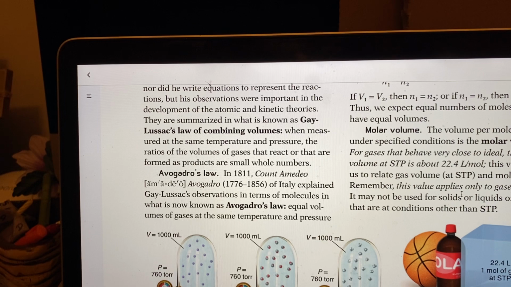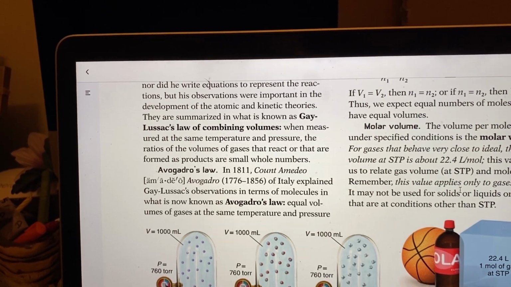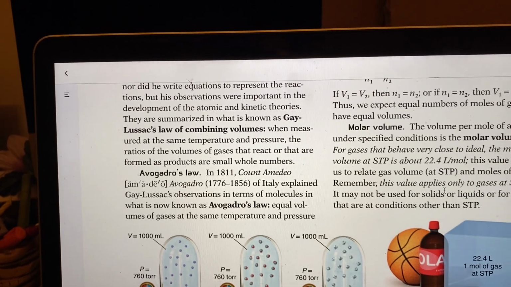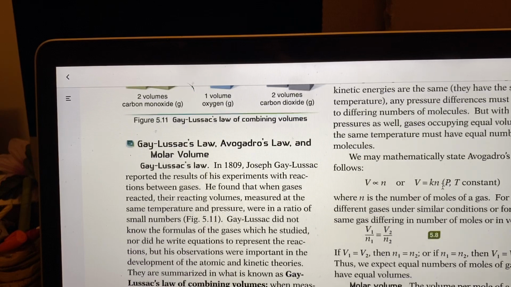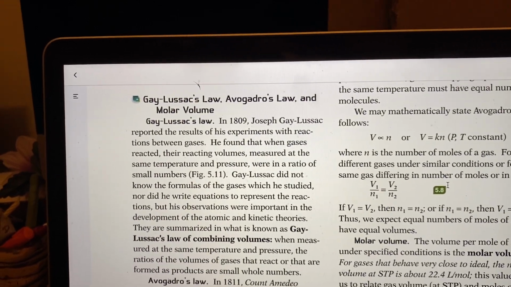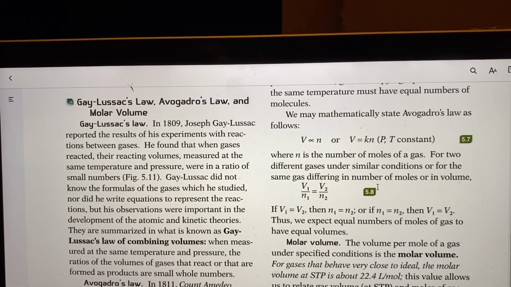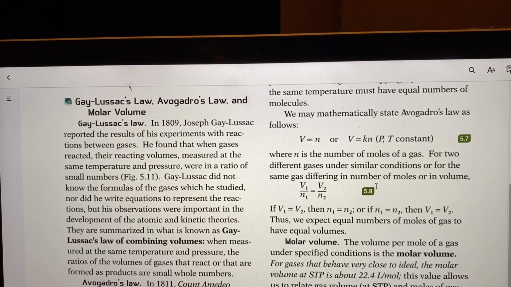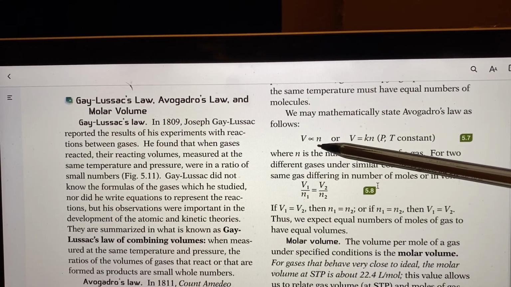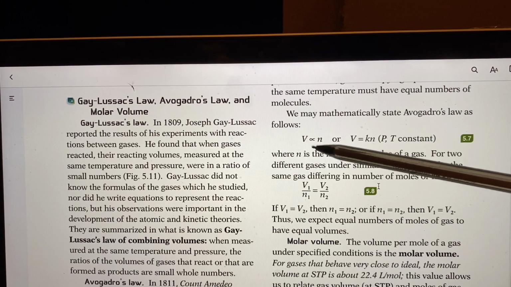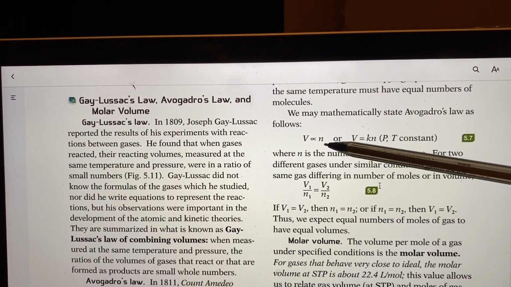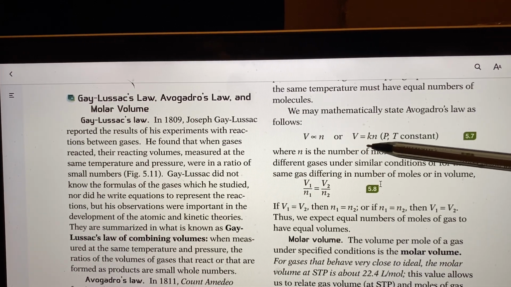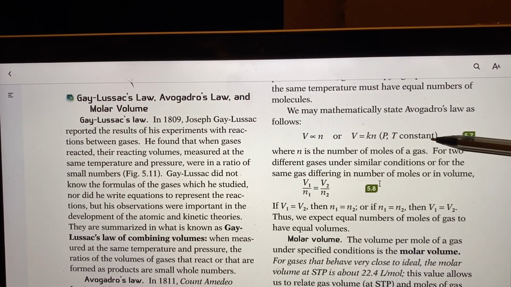So in doing this, Avogadro's law was explained in terms of kinetic energy. So basically this has to do with kinetic energy in these volumes too. But let's go up here to what we're talking about next. We may mathematically state Avogadro's law, and it's going to be V is proportional to n. So before we had volume, pressure and temperature. Now we have n. So what is n? V equals k times n, where k is a constant.